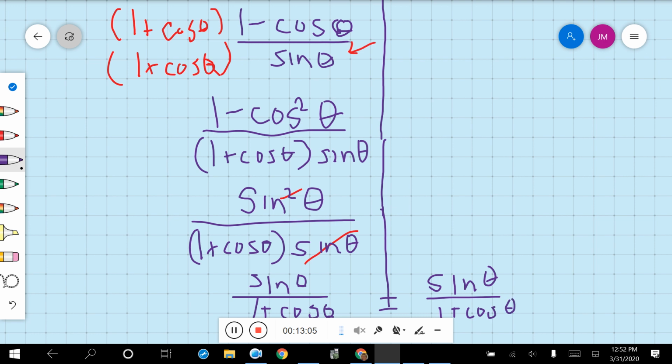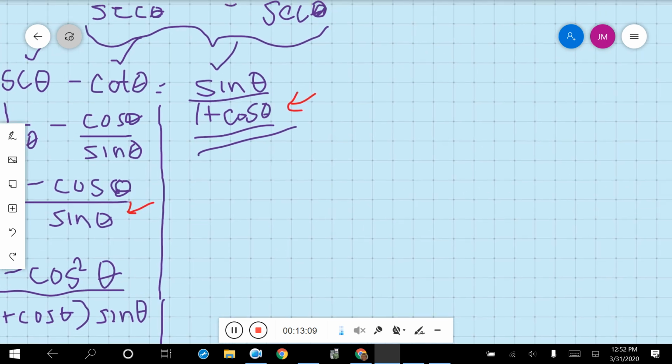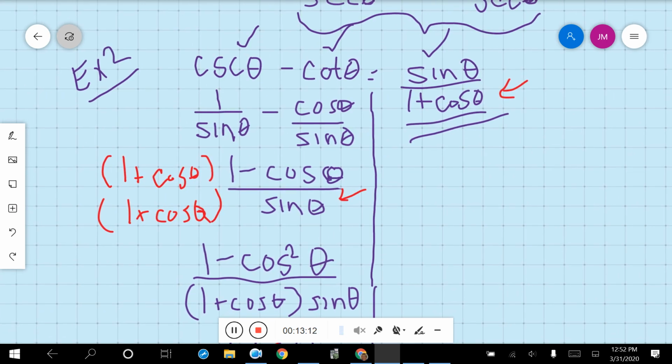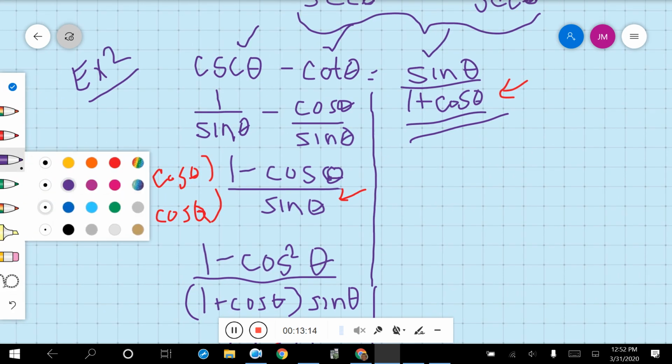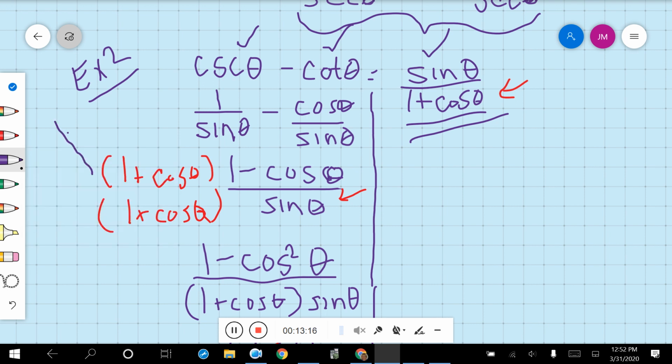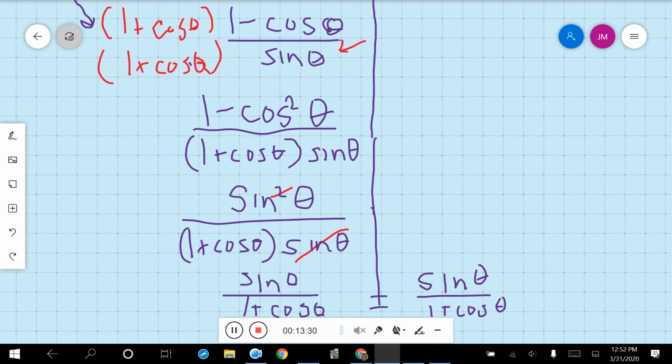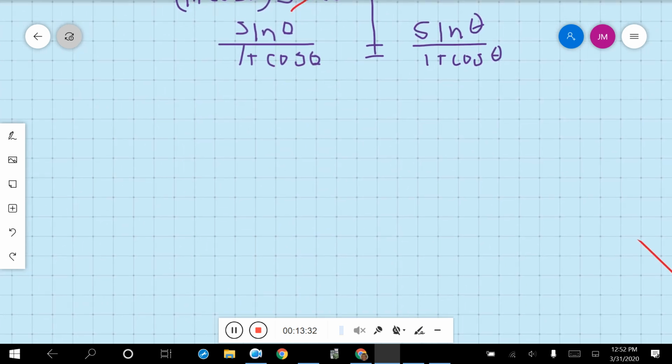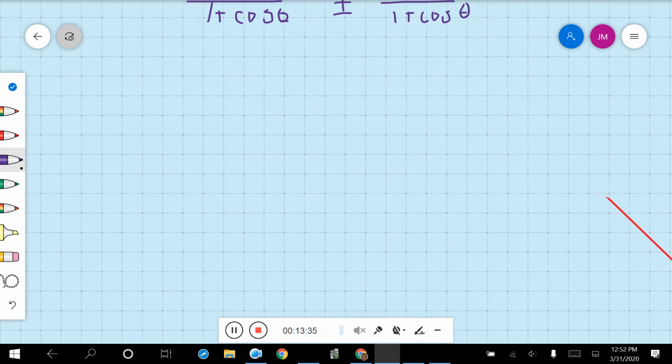Okay, so what was the trick here I wanted you to see? I wanted you to see right here, if I wanted to create a 1 plus cosine in my denominator, I just did it by multiplying top and bottom of the fraction by 1 plus cosine theta. Okay, let's try one more. Try not to make the video too long.